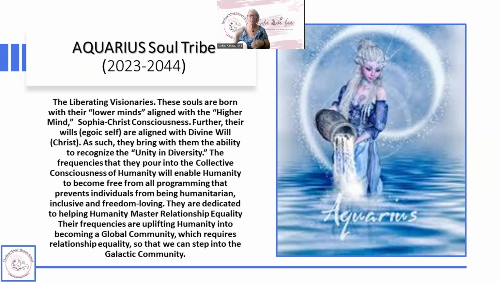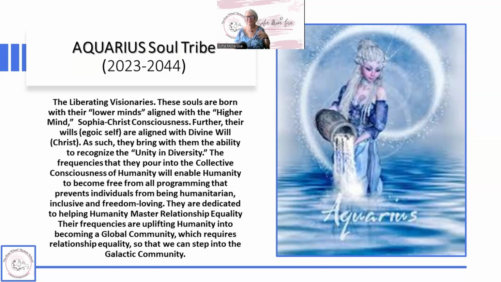Divine will is Christ. As such, they bring with them the ability to recognize the unity and diversity. The frequencies that they pour into the collective consciousness of humanity will enable humanity to become free from all the programming that prevents individuals from being humanitarian, inclusive, and freedom-loving. They are dedicated to helping humanity master relationship equality. Their frequencies are uplifting humanity into becoming a global community, which requires relationship equality so that we can step into the galactic community. So those are the Aquarius soul tribes.